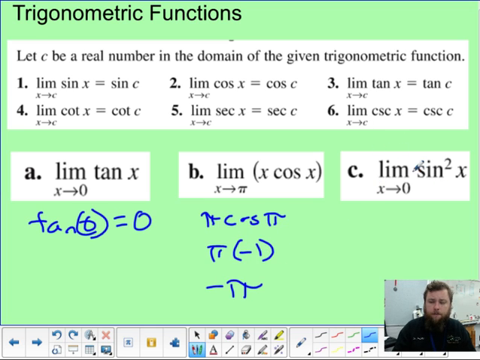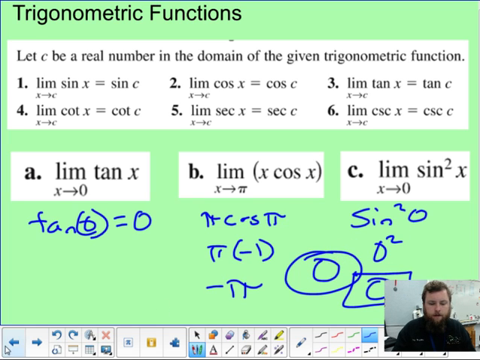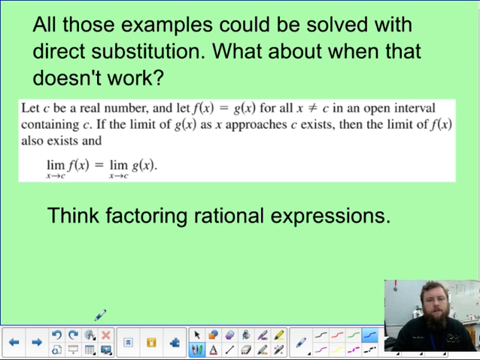And the last one, limit of sine squared of x as x approaches 0 is going to be sine squared of 0, and sine at 0 is your y value, so that's going to be 0 squared, which is going to be 0. Yeah, 0. My picture's covering it up. All right. So those are examples that can be solved with direct substitution, but what about when it doesn't work?